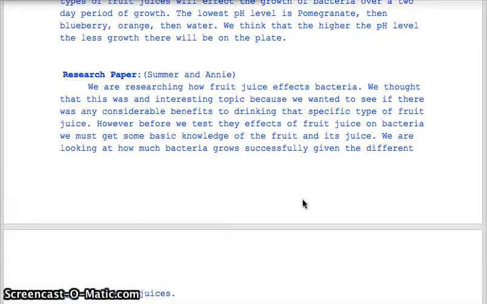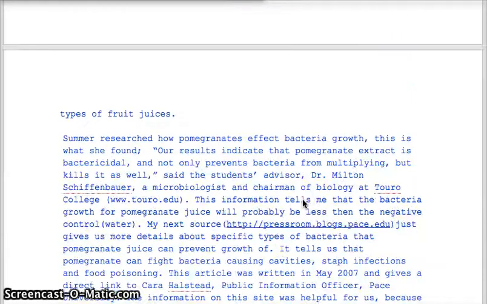Here's our research paper. We all researched the different fruit juices. Summer did pomegranate, I did orange, and Theo did blueberry. Then we combined them in this research paper, but these are the most important facts that we found. Summer found that pomegranate juice stops bacteria from multiplying as well as killing it. Theo found that blueberry juice kills many harmful bacteria, and I found out that pH level is a big variable in whether or not bacteria will be able to grow in the fruit juice.